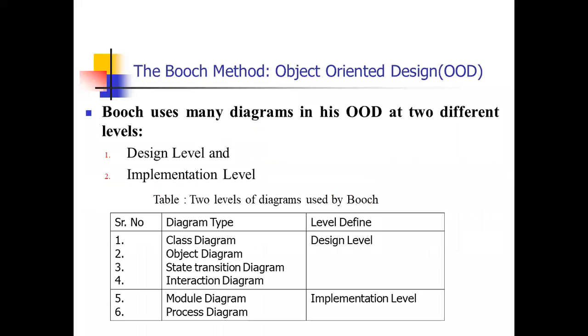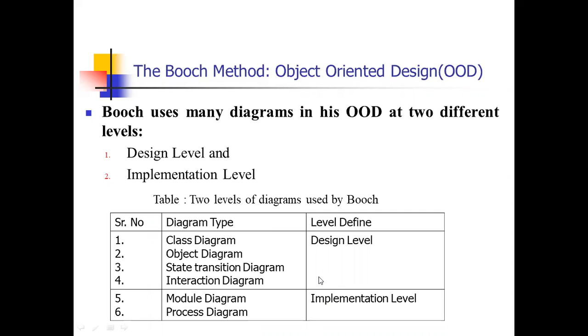Here you can see that Booch uses many diagrams in object-oriented design at two different levels. The first level is the design level and the second one is the implementation level. Here you can see the table for these two levels of diagrams used by Grady Booch. See the diagram type and the level defined here.